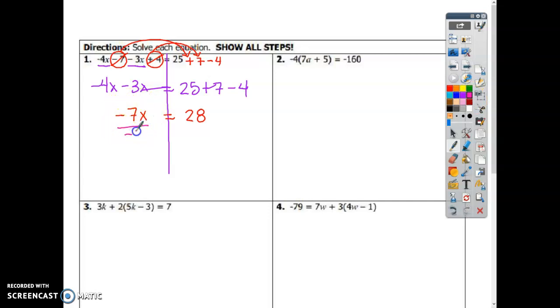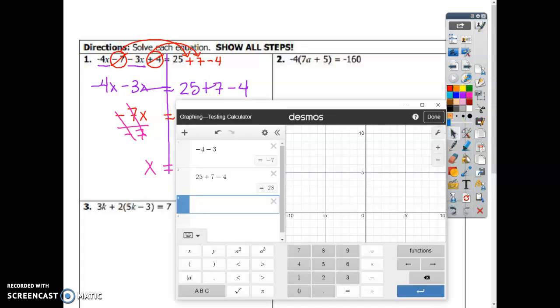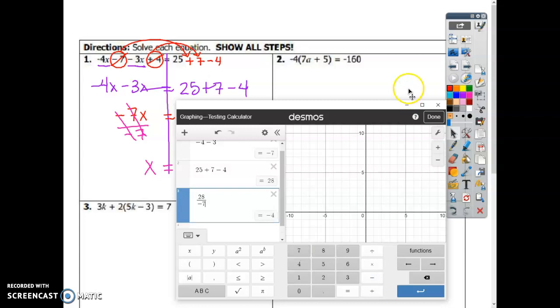So we're going to separate by dividing both sides by 7 so that it can cancel. Put this in decimals. 28 divided by negative 7. 28 divided by negative 7 gives me a negative 4, and that is your final answer.